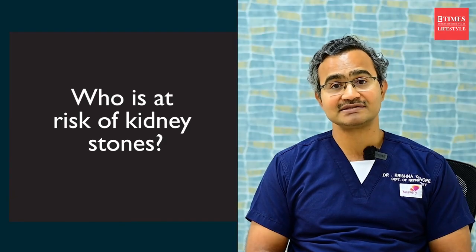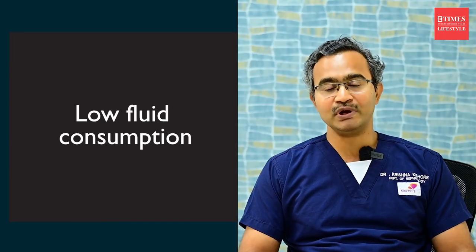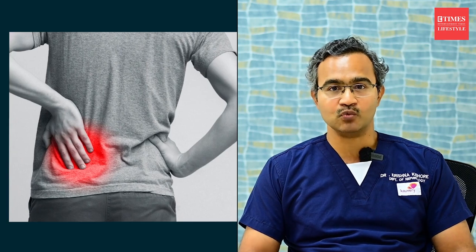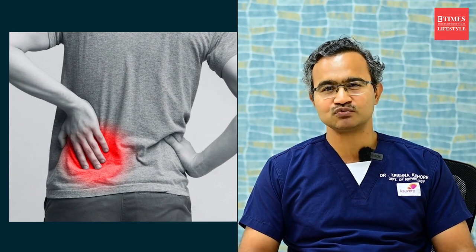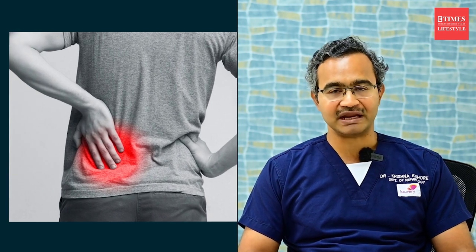So the first question comes, who gets these kidney stones? We can classify these risk factors as modifiable and non-modifiable. The first is modifiable, which means that we can bring some change in these risk factors so that it doesn't affect a particular individual for kidney stones. In that, the first point I would say is low fluid consumption, having low urine volume. Somebody consuming less water is more prone to getting kidney stones.